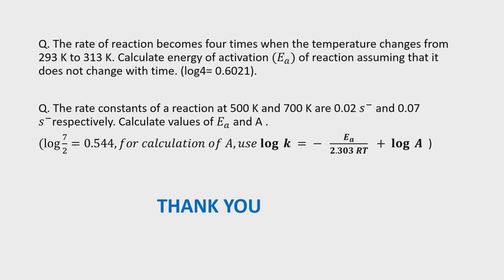Here two questions are available as homework for you. The rate of reaction becomes 4 times when the temperature changes from 293 K to 313 K. Calculate energy of activation Ea of the reaction, assuming that it doesn't change with temperature. Log 4 is given. Next, the rate constants for a reaction at 500 K and 700 K are 0.02 second inverse and 0.07 second inverse respectively. Calculate values of Ea and A. Data is given below. Log 7 by 2 value is given to you.